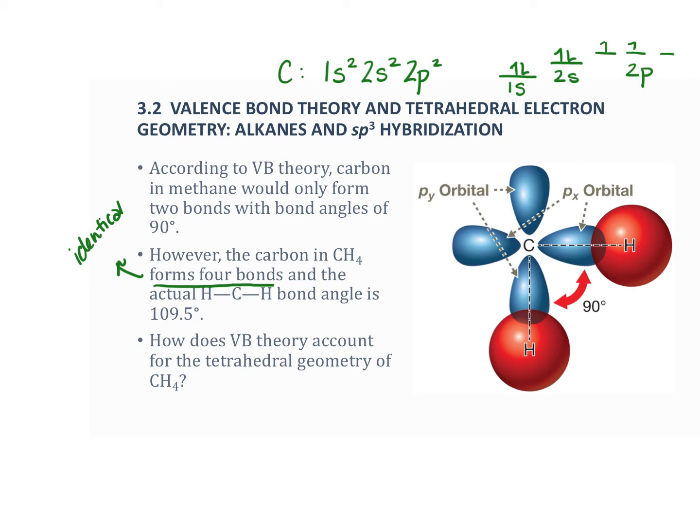However, according to valence bond theory, carbon in methane would only be able to form 2 bonds with bond angles of 90, because when we talked about valence bond theory, we said it happens with unpaired electrons. Carbon here only has 2 unpaired electrons, so it can only form 2 bonds because there are only 2 electrons available to overlap. Furthermore, these would be at 90-degree angles, because they would be in a Px and a Py formation. And we know that's not right.